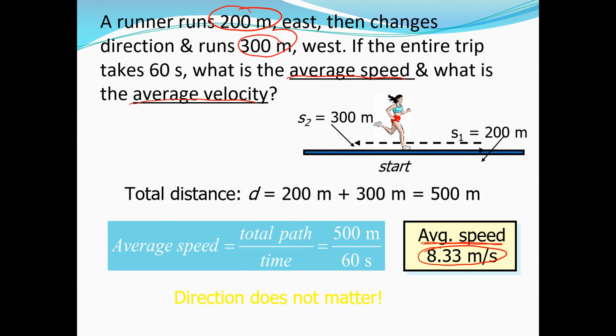Direction doesn't matter. It doesn't matter that we turned around at some point. No, all that matters is our total distance, which was 500 meters. And we traveled that in 60 seconds, and our average speed is 8.33 meters per second.